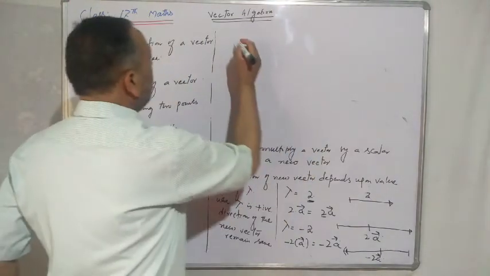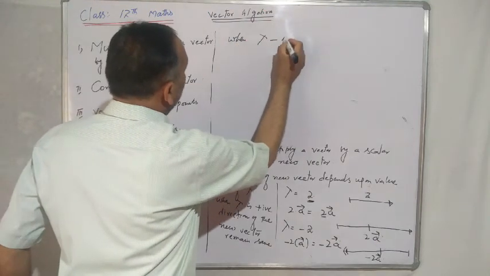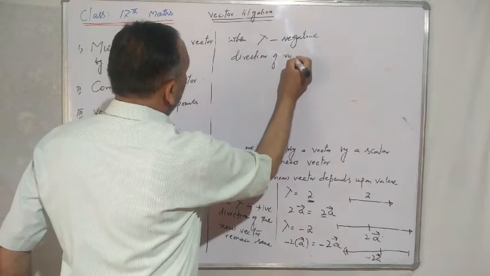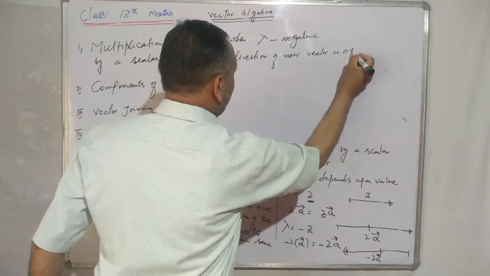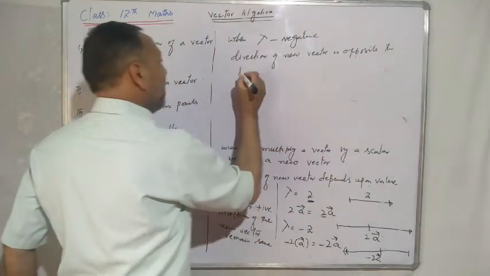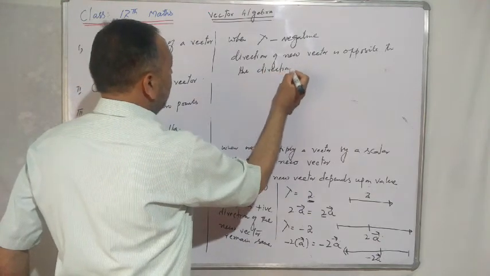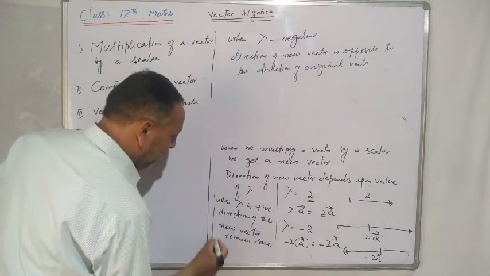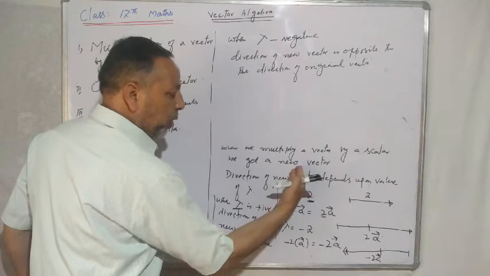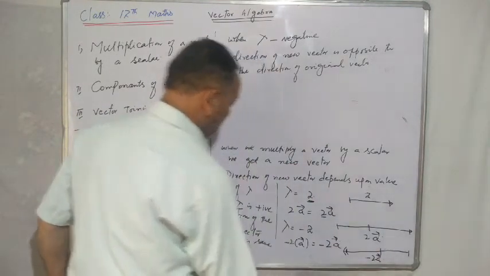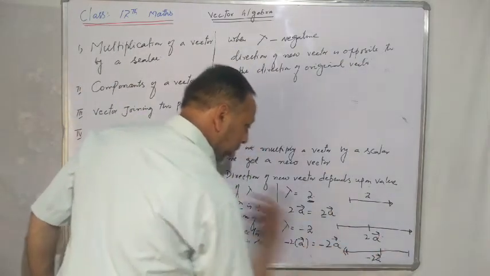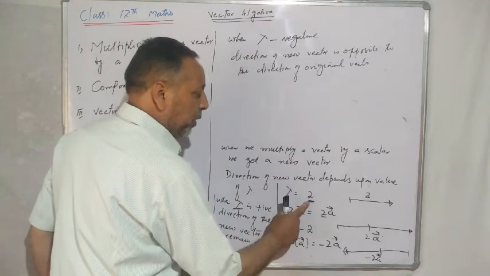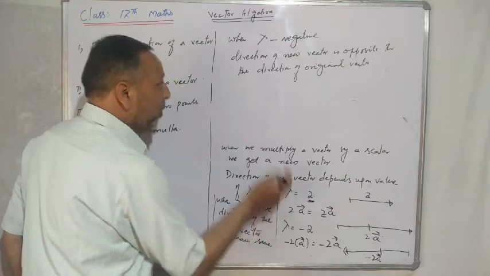Now, when lambda is negative, direction of new vector is opposite to the direction of original vector. तो डायरेक्शन जो न्यू वेक्टर की होगी, दैट डिपेंड्स अपॉन द वैल्यू ऑफ लैम्डा। अगर वैल्यू ऑफ लैम्डा पॉजिटिव होगा तो जो नया वेक्टर मिलेगा उसकी डायरेक्शन सेम होगी, और अगर लैम्डा का वैल्यू नेगेटिव है तो जो नया वेक्टर होगा उसकी डायरेक्शन अपोजिट होगी। लेकिन जब हम वेक्टर को एक स्केलर से मल्टीप्लाई करते हैं, ओनली मैग्नीट्यूड गेट्स मल्टीप्लाइड एंड डायरेक्शन डिपेंड्स अपॉन द वैल्यू ऑफ लैम्डा.